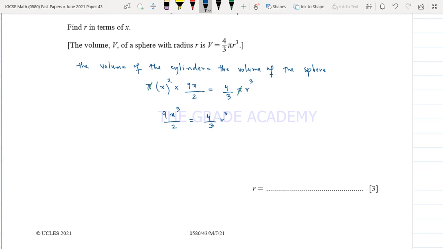So if we cross multiply these two sides, we get 2 times 4 r³, which is 8 r³, equal to 27x³, and r³ is equal to 27x³/8. So to find r, we will take the cube root on both sides.